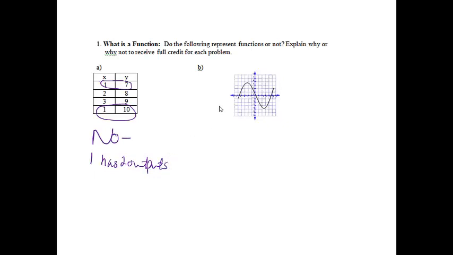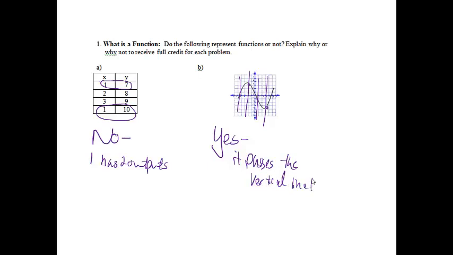outputs. All right, for part B, we're given a graph, so I'm going to be using the vertical line test. So if I start drawing some vertical lines through this graph, this first one touches through the graph one time, one time, one time, one time. So since the lines only pass through the graph one time, then yes, it would be a function. So we're going to put yes, and we can put it passes the vertical line test.